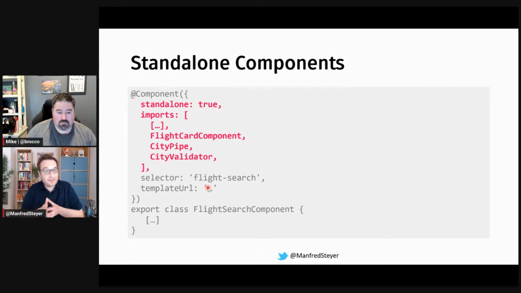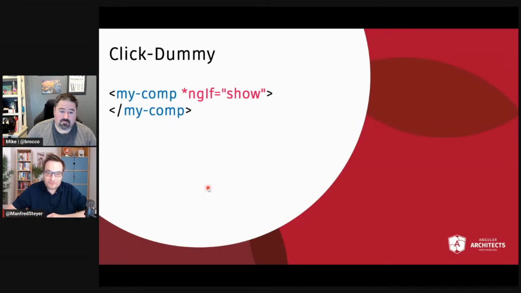This compilation context, this imports array, is an exhaustive list. You need to list everything in there you want to use in the template. And obviously, an exhaustive list is quite exhaustive. And that's why we need something better here. There are several takes on this. A first take is something I have implemented a click dummy for, a very simple click dummy. The idea is you write something like this into your template, my component and ngIf.